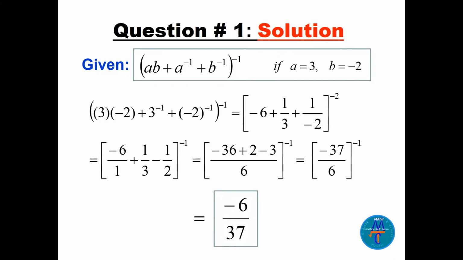Now, I did it in detail here. See, AB, just a multiplication. Just put 3, multiply by minus 2. Just multiply, minus 6, finished. Now, A to the power minus 1, 3 to the power minus 1. So that's 1/3, according to the formula in the exponent. B, see, B by itself is minus 2. So you have to put a bracket. B, all of it is to the power minus 1. So put a bracket around the B value. B value is minus 2.